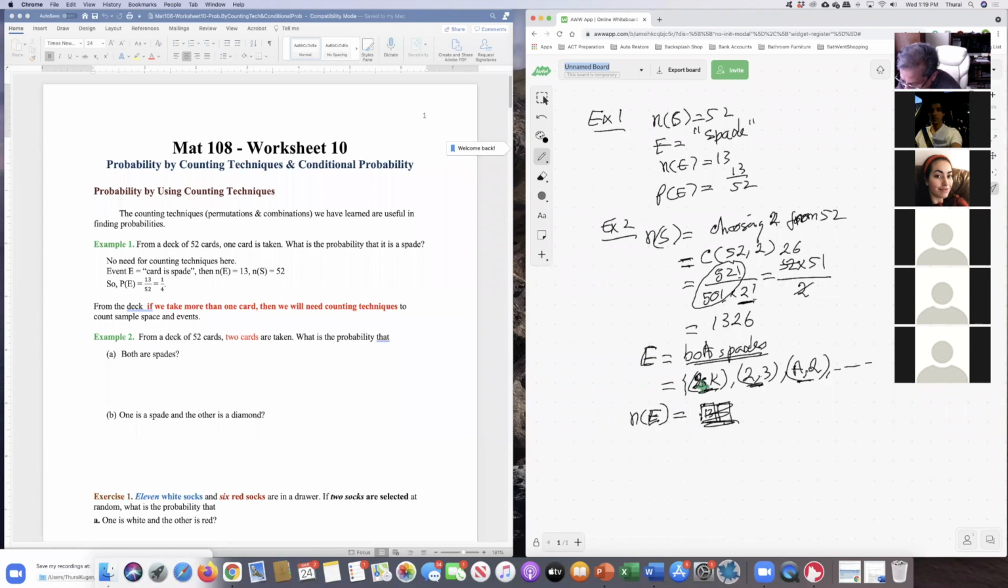Is it permutation 13, 2? No, it's not permutation, because we are just taking 2 cards that have to be spades. They don't have to be in any order. The order doesn't matter here. It's a combination, not a permutation. Okay, it's a combination of what are the numbers again? 13 and 2. Exactly, because there are 13 spades and all the different ways of combining 2 cards, taking 2 cards from 13. That's what the count of E is.